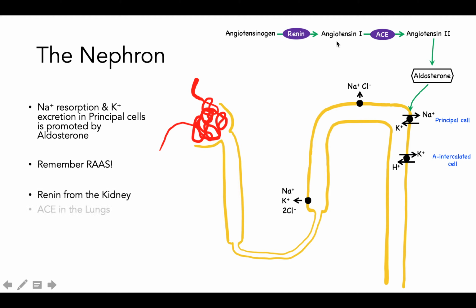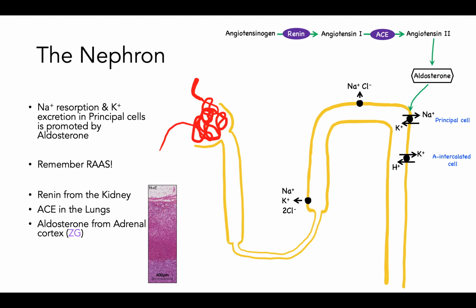Ang1 travels to the lungs, where it's converted by ACE into Ang2. And angiotensin 2 promotes aldosterone secretion by the adrenal cortex, and specifically the zona glomerulosa of the adrenal cortex. So what this does is increase principal cell resorption of sodium. Water follows sodium into the blood, and that increases your blood volume, which increases your blood pressure. So that is how the kidneys and the nephron are regulating blood pressure.